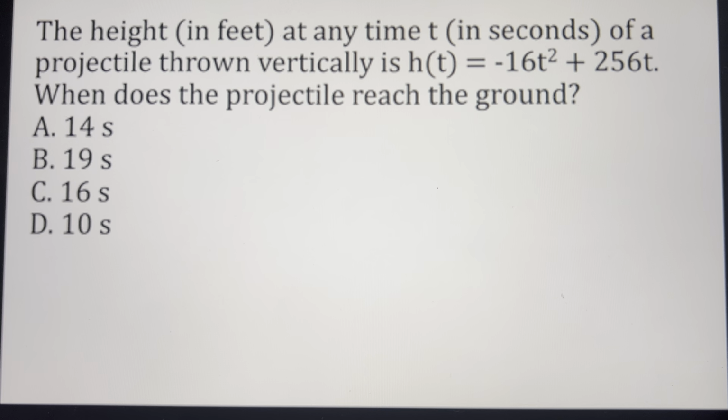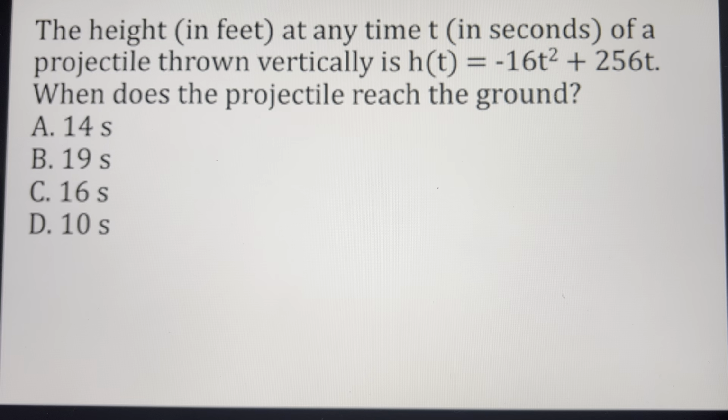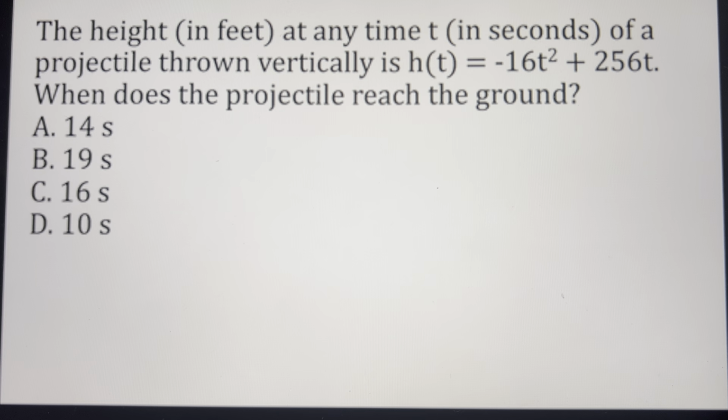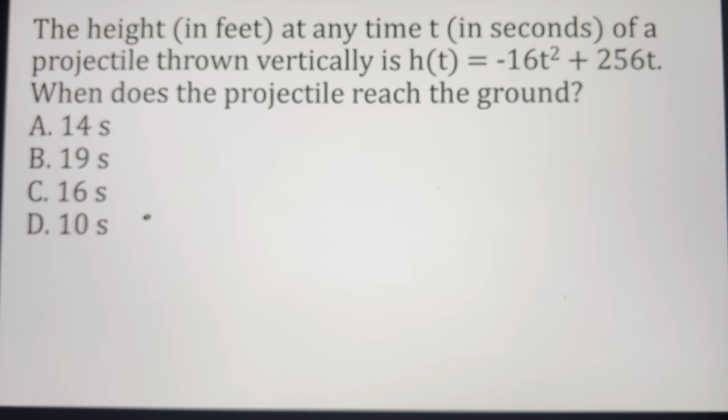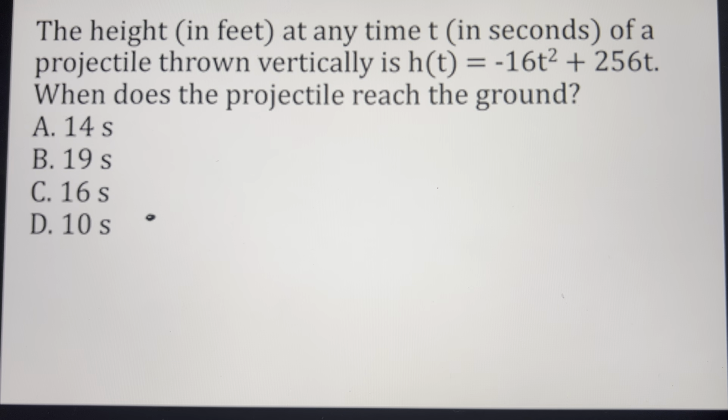The height in feet at any time t in seconds of a projectile thrown vertically is h(t) equivalent to negative 16t squared plus 256t. When does the projectile reach the ground? Let's say this is our projectile. Then from this point on the ground up to this point, we are asked here the time t at which it hits the ground. So at the ground, our height is equivalent to 0.